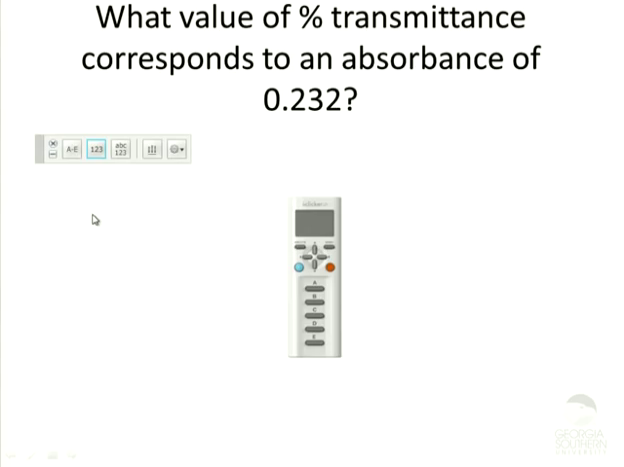Okay, we'll just do one more. The other ones were kind of repetitive. They're all the same, but this one is slightly different. Before, you were told transmittance and asked to calculate absorbance. Now it's the other way around. You're told absorbance. Can you calculate transmittance?